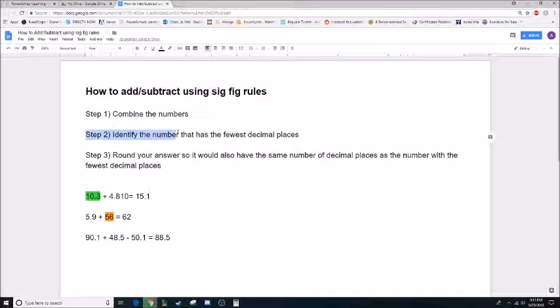Okay, step 2, we're going to identify the number that has the fewest decimal places. Now notice how this one has 1 decimal place. My 48.5 also has 1 decimal place. This last number right here also has 1 decimal place. And my answer currently has 1 decimal place. So since all of these have 1 decimal place, that means it's perfect as it is. So I am done. And that's pretty much how you do addition or subtraction using sig figs rules. It's not too hard as long as you follow these 3 simple steps.